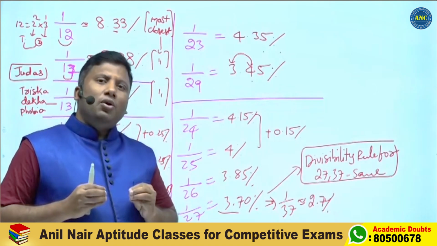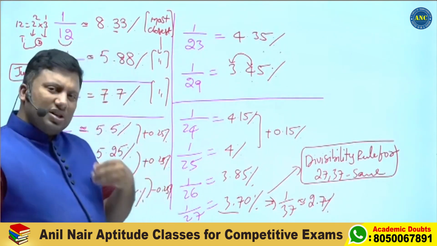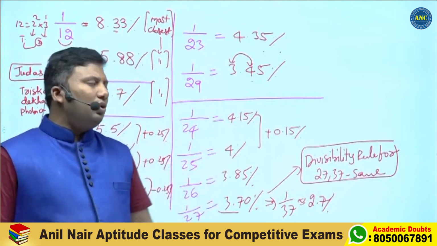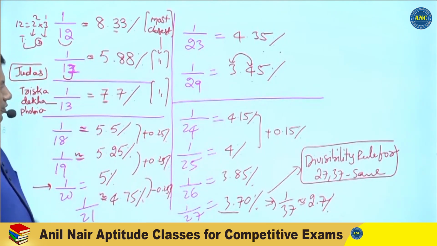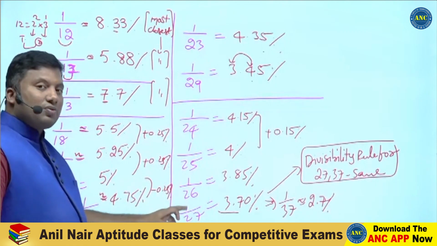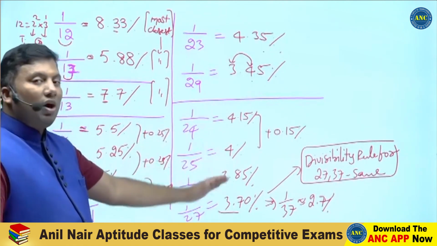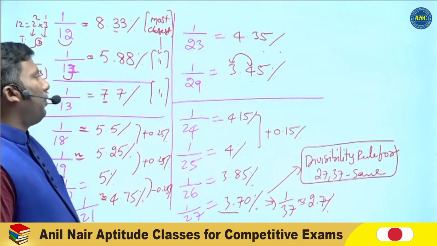You can use mnemonics to remember these fractions. Once you solve some hundreds of questions, automatically it will come into your subconscious mind. 24, 25, 26, 27. Easy value is 1 by 25. Remaining all go together with a deviation of 0.15.